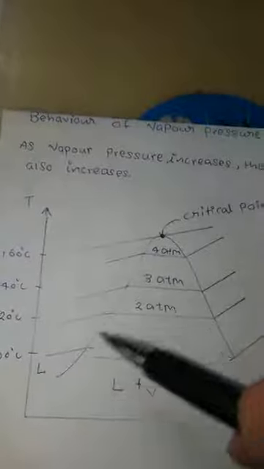As you can see in this TS diagram, it is a temperature versus entropy diagram. This is the bell shaped curve. This line is called the saturated liquid line. This line is called the saturated vapor line. And in between, there is the transition from saturated liquid to saturated vapor. And as you can see, I have increased the pressure to 1 atm, 2, 3 and 4 atm. And on increasing the vapor pressure, the temperature is also rising.